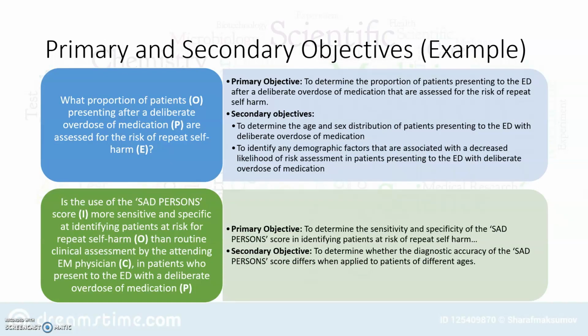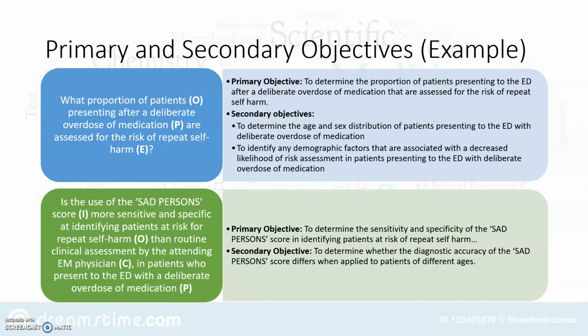So let's look at the PEO question: the proportion of patients presenting after deliberate self-harm that are assessed. Your primary objective would be to determine the proportion of patients presenting to the ED after deliberate overdose of medication that are assessed for the risk of repeat self-harm. So that is your action statement stemming directly from your question. The secondary objective may be to determine the age and sex distribution of these patients or identify demographic factors associated with decreased likelihood of risk assessment.